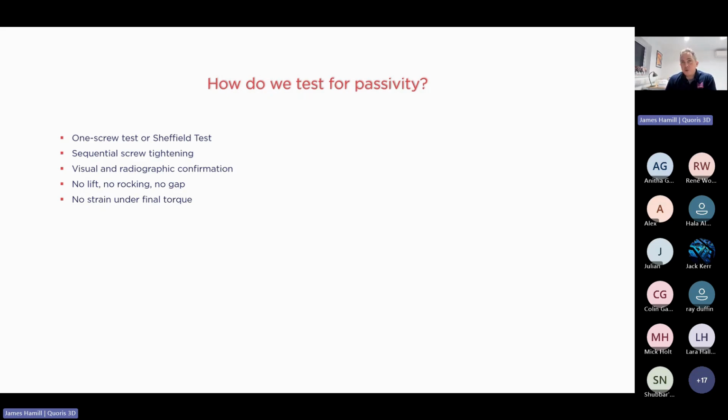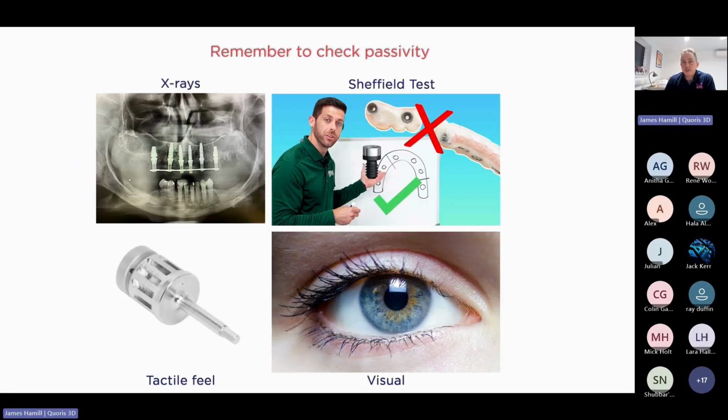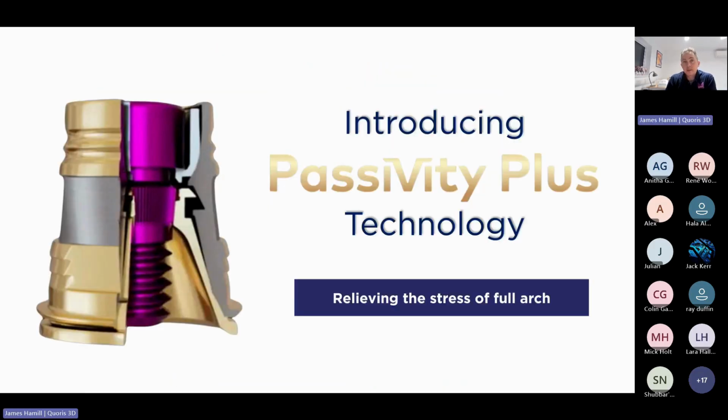But there are different ways that people will try to ensure that their bridges are passive, and you've got to have some sort of clinical process, be that x-rays, or if you believe in the Sheffield test and you want to do it and you feel that it's accurate enough for you. Sometimes it's visual, sometimes it's that tactile feel on the screw whenever you place the bridge. But we need to have some way to assess it. But it really is very difficult, no matter what anybody tells you.